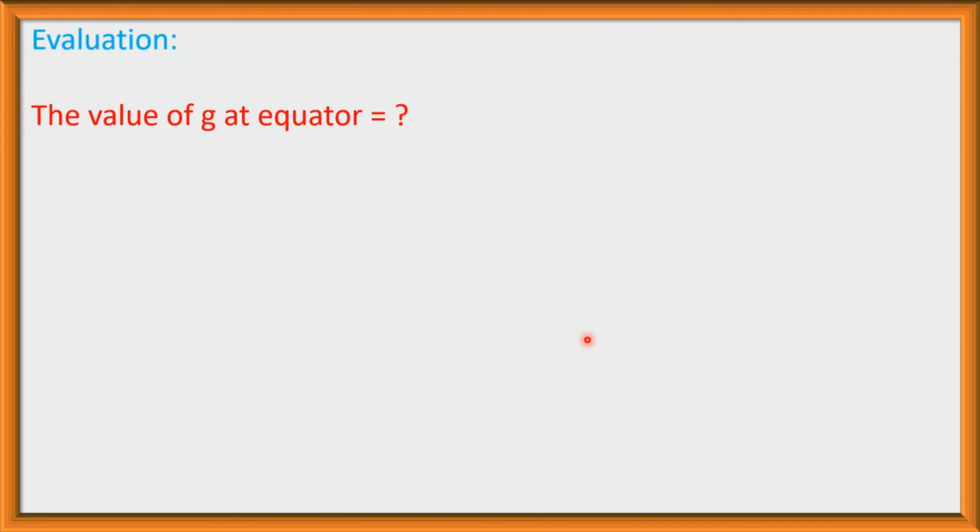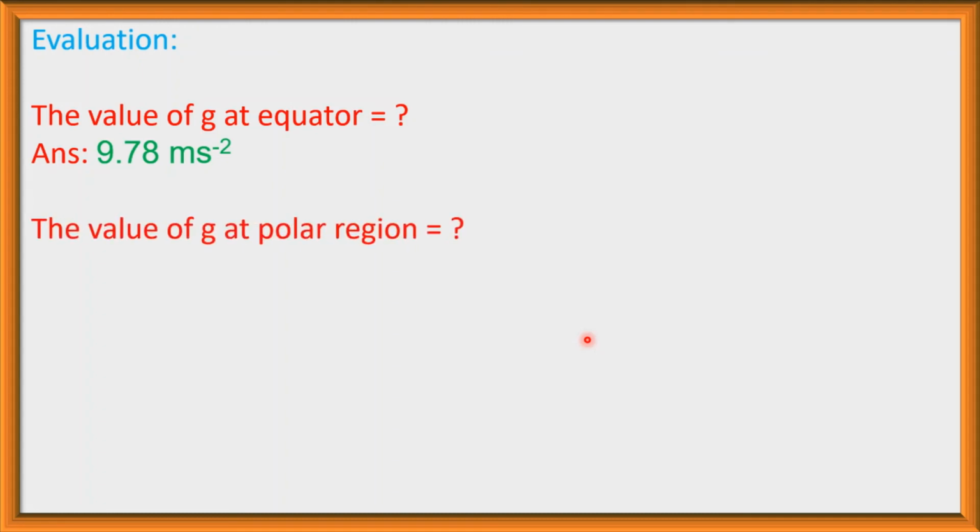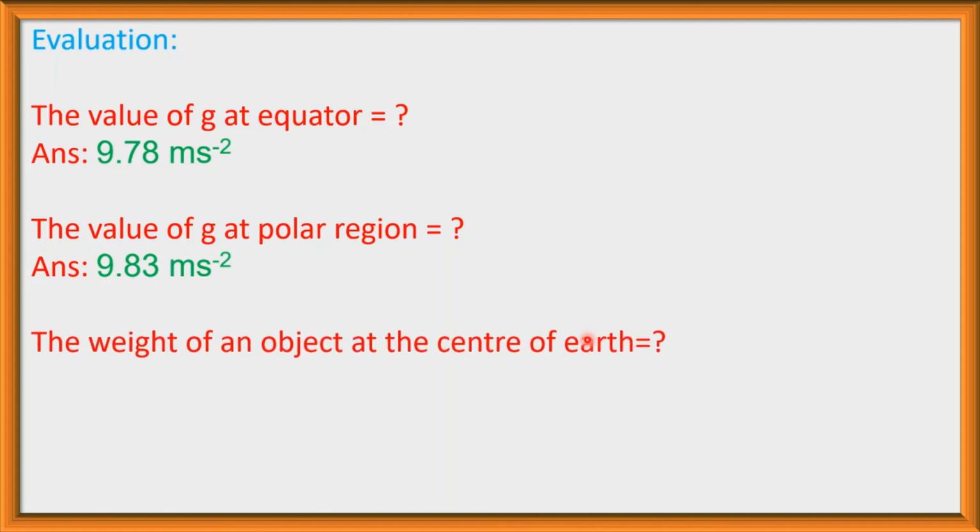Now evaluation. The value of g at the equator is equal to what? We know this is 9.78 meter per second squared. The value of g at the polar region is equal to what? It is 9.83 meter per second squared. The weight of an object at the center of the earth is equal to what? 0. We know the weight of an object at the center of the earth is 0.